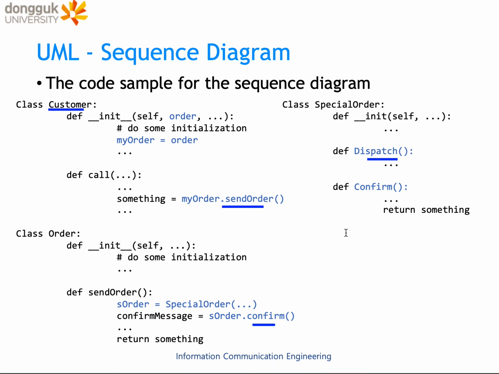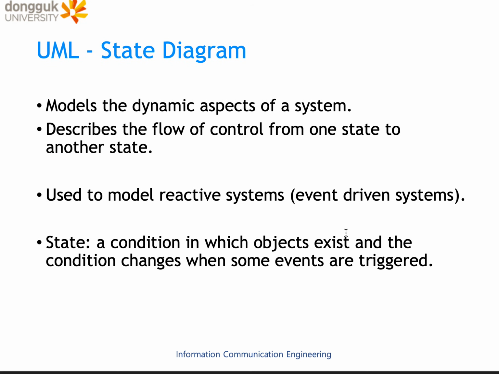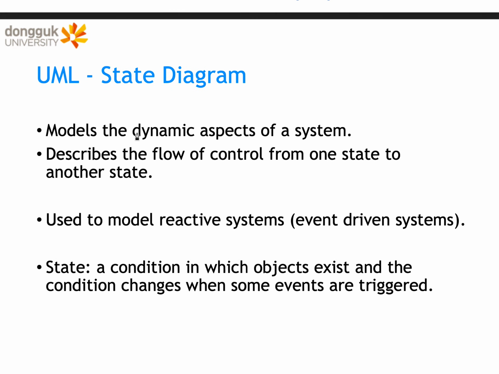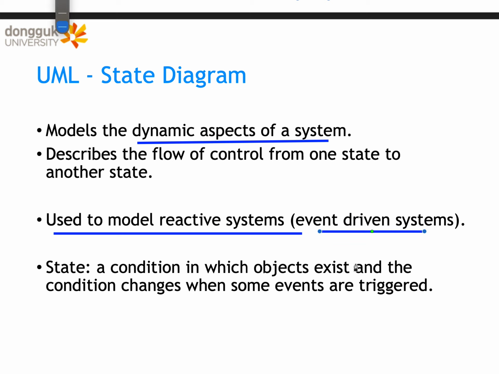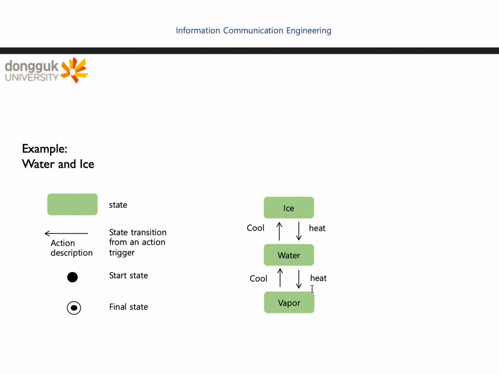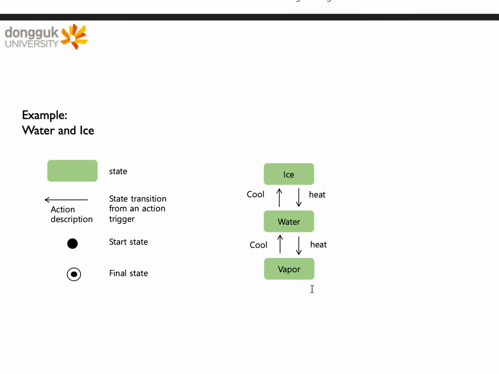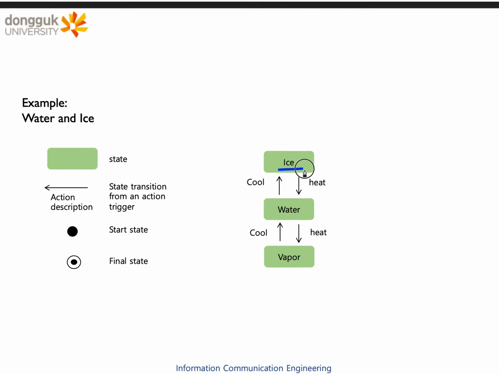Okay, also there is another one, the state diagram. State models the dynamic aspect of a system and is typically used to model a reactive system, in other words an event-driven system. A state is a condition in which an object exists, and the condition changes when some event is triggered. Here is a state example: ice, water.